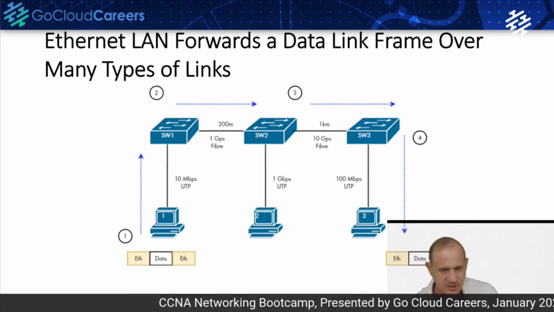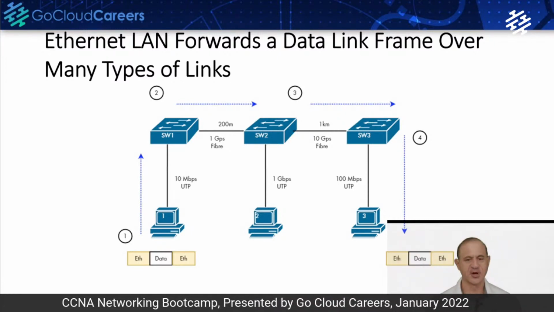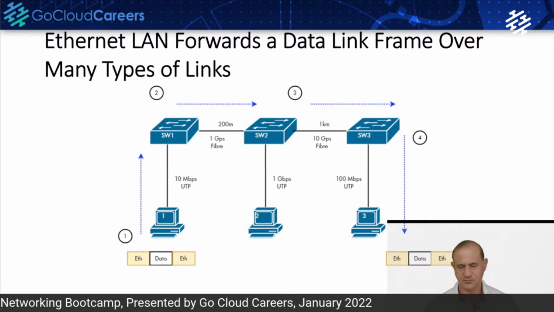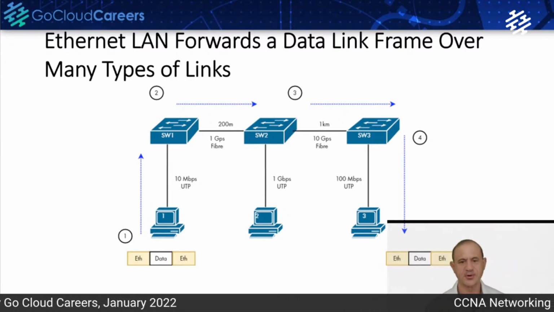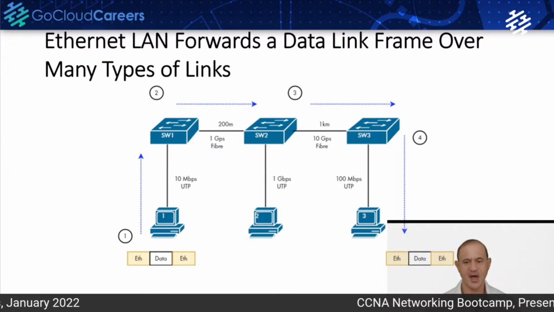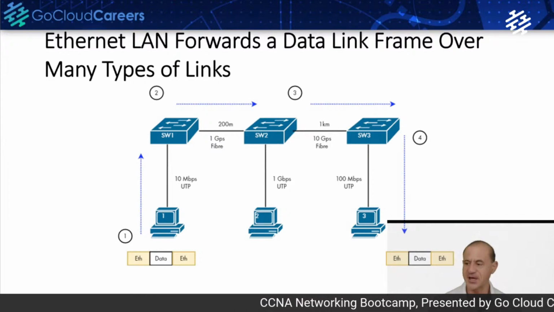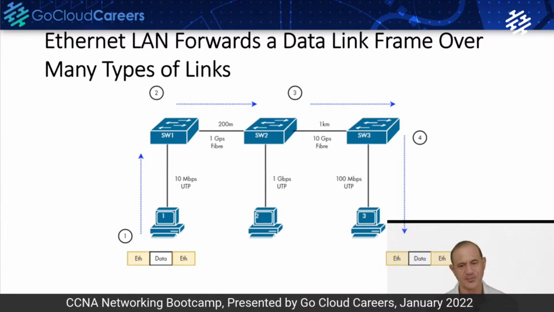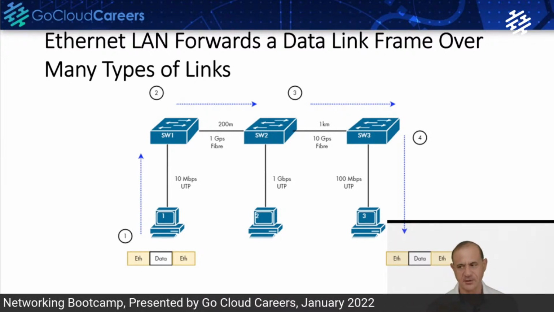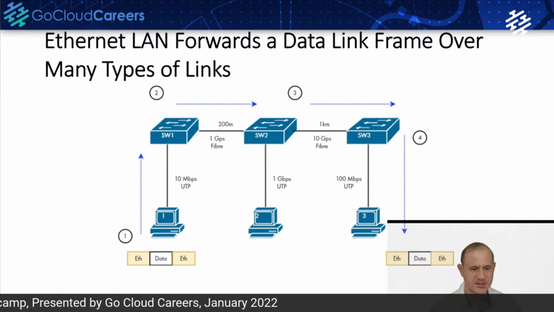So in this situation, what's going to happen is you're going to have a PC that's going to be sending frames to the switch. Now the switch will look and say, do I have a MAC address in my MAC address table? And if it does, it knows where to send it. And if it doesn't know where to send it, it's going to send it out all ports except the port that it came in on. And that's exactly the way that's going to work.